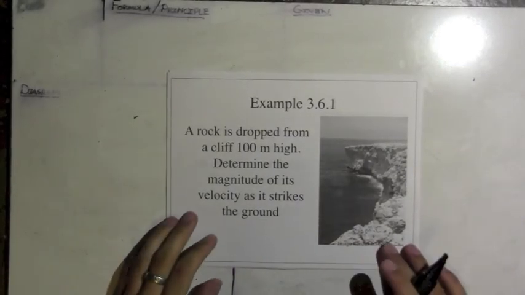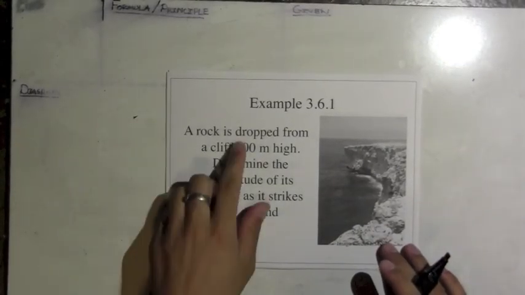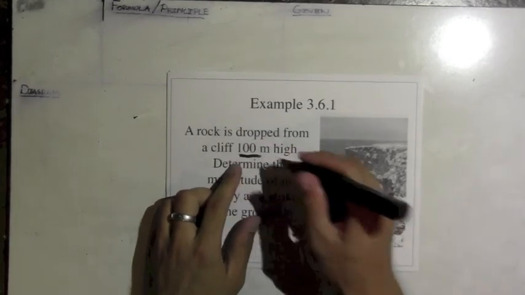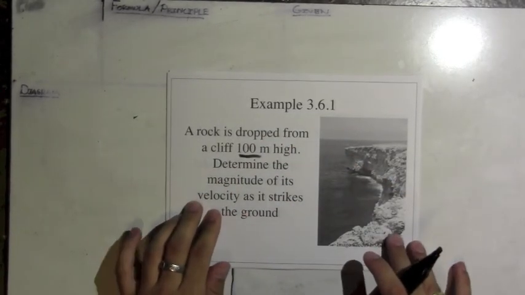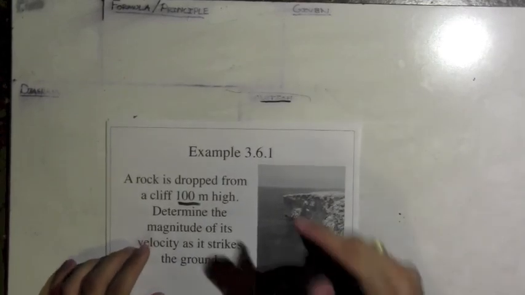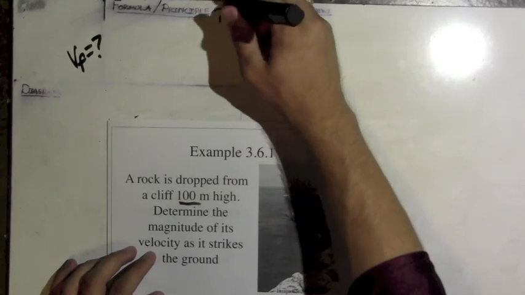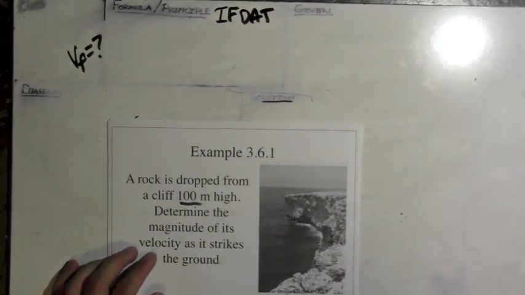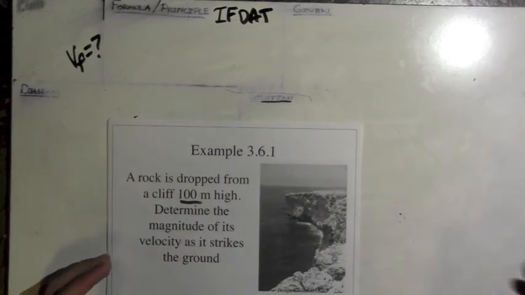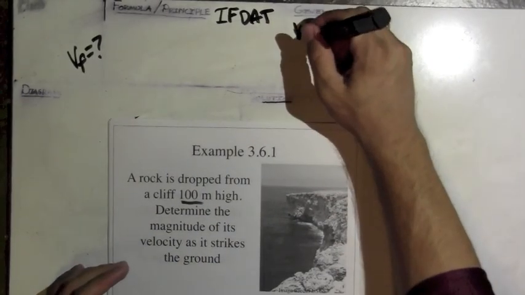This is example 3.6.1. It says a rock is dropped from a cliff that is 100 meters high. Determine the magnitude of its velocity as it strikes the ground. So we're trying to figure out what the final velocity is. We know that it's going to accelerate because we're dropping it. And it looks like there's not a whole lot of information given to me. However, there's a lot of hidden information in this particular case.